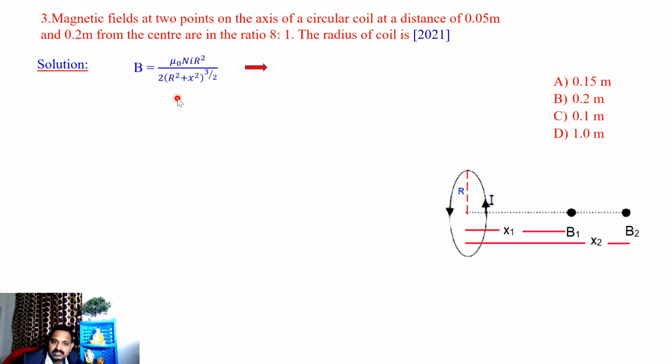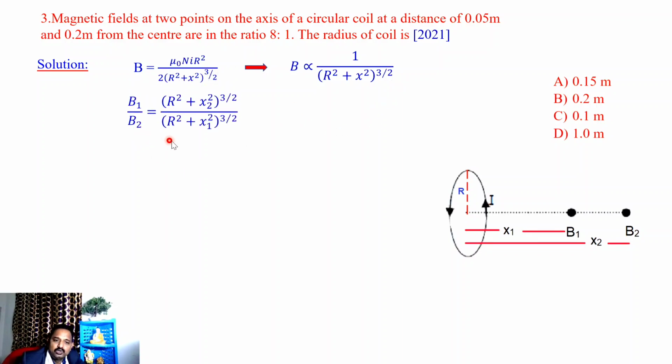That implies B is inversely proportional to 1 by root over (r square plus x square) whole power 3 by 2, my dear student. So from this I can write B1 by B2 is equal to (r square plus x2 square) whole power 3 by 2 by (r square plus x1 square) whole power 3 by 2. That is equal to (r square plus x2 square by r square plus x1 square) whole power 3 by 2.